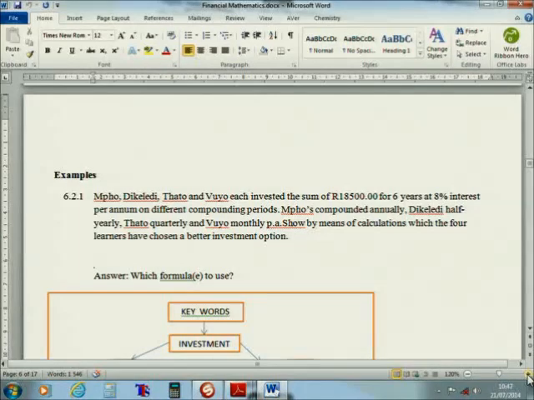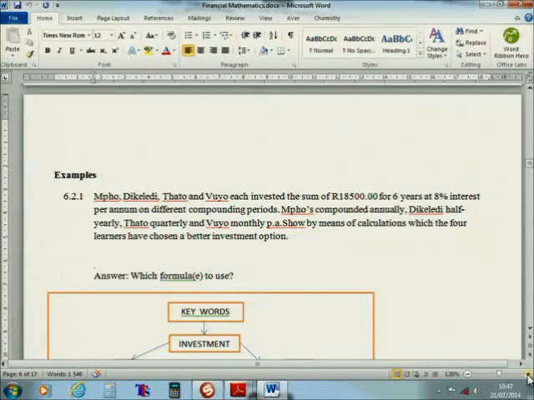18,500 rand, that is a lot of money here. 18,500 for 6 years at 8% interest per annum on a different compounding period. Now you keep on highlighting or indicating the keywords that have been used there. Mpho's compounded annually, Dikeledi half yearly, Tato quarterly, and Vuyo monthly per annum, and then show by means of calculation which of the 4 learners has chosen the better investment option.